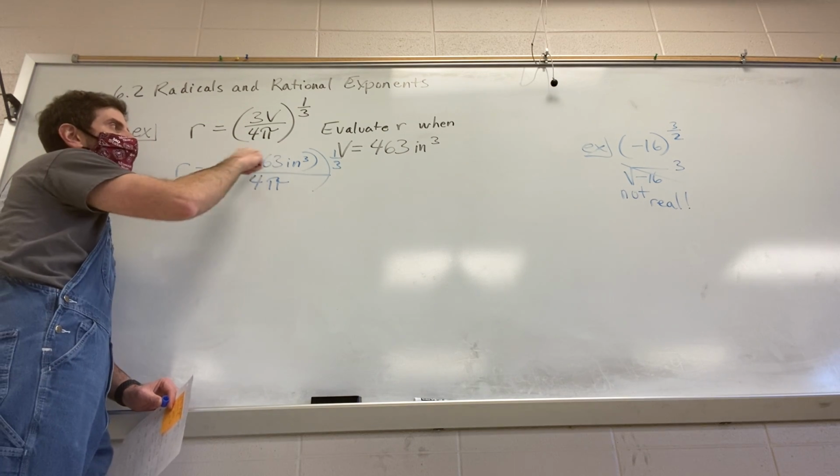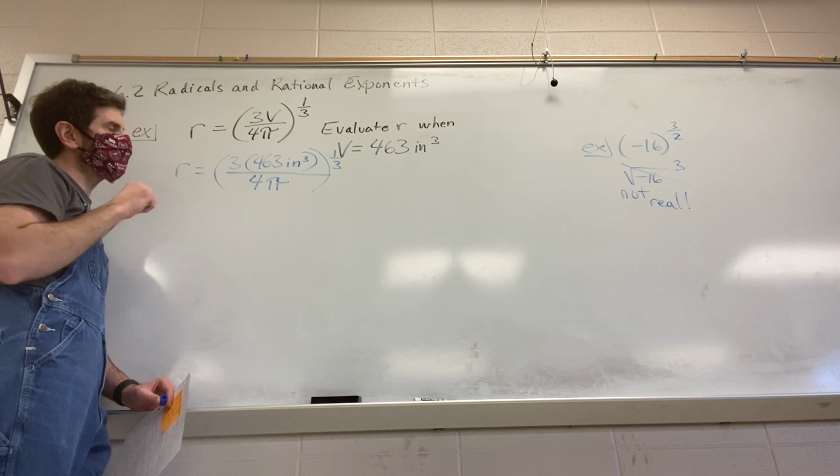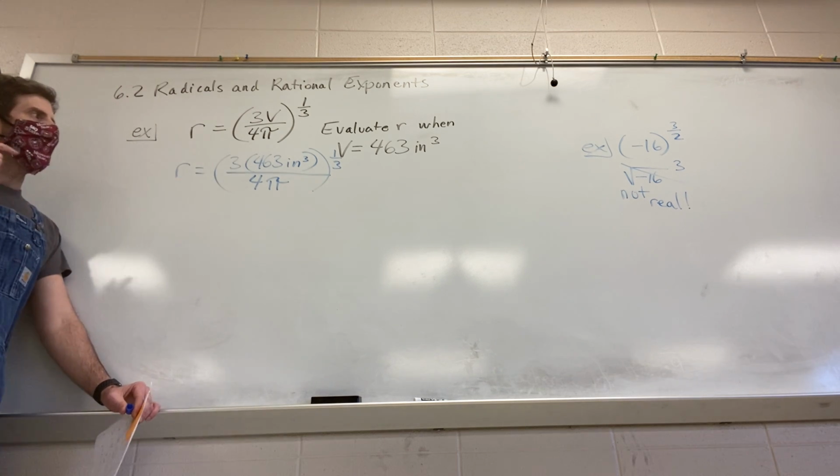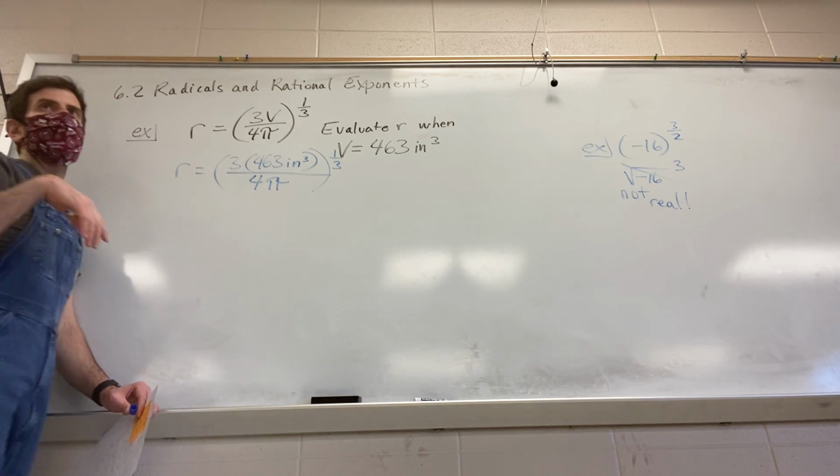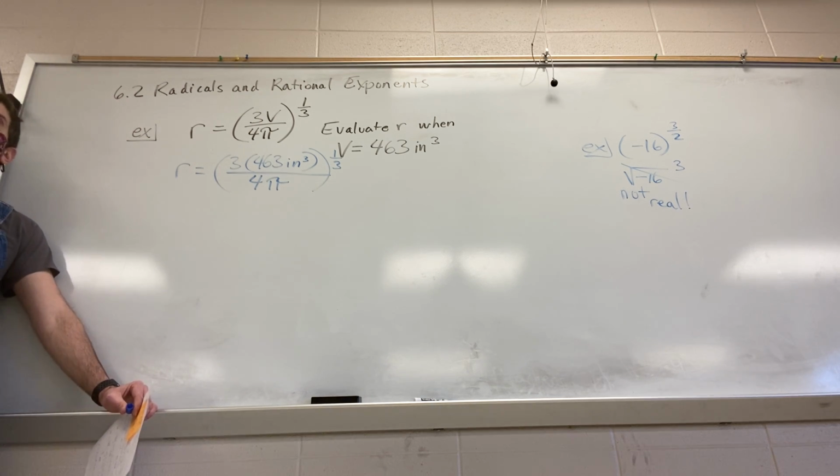But go ahead and multiply 3 times 463. And then in your calculator, go ahead and do divided by 4. And then also divide by your pi button. So whenever you divide by 4, you can hit the pi button.